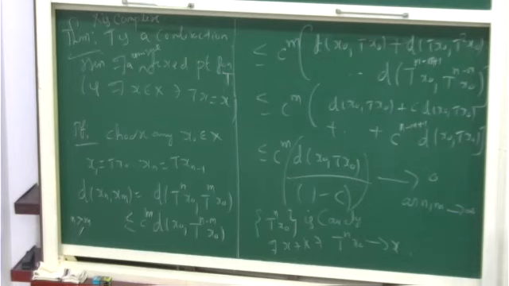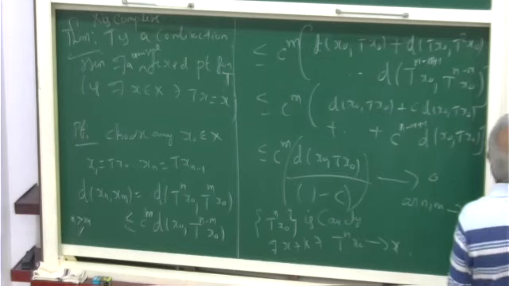Of course, T to the power n plus 1 will also go to the same x. T of x equals T of the limit, and T is continuous. So the limit of T to the power n x, since T is continuous, you can take the limit outside, due to continuity.